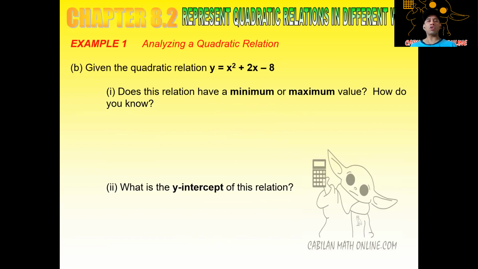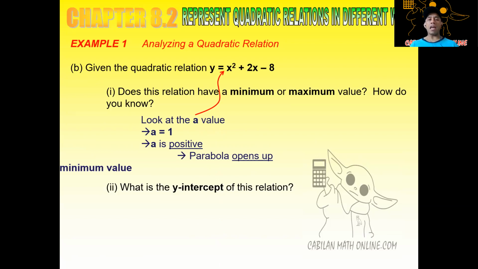It says, given the quadratic relation y equals x squared plus 2x minus 8, what we're going to do is the exact same thing, analyze it the exact same way. So in order for us to figure out whether something's a minimum or a maximum, we always have to look at the value for the a. Just like the previous question, notice that we have a value of a equals 1, which is positive. That tells us we have a parabola that opens up, and what we have there is a minimum. That part is exactly the same as the previous one.